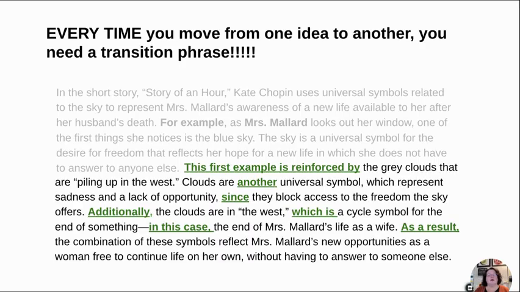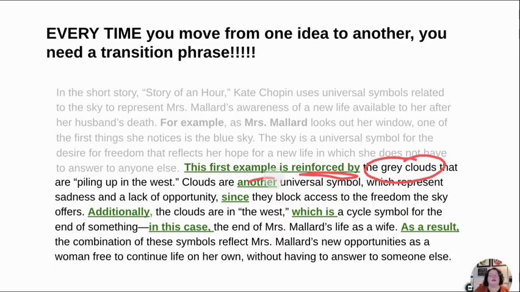You can see here underlined and in green all of the different transition phrases. Notice that some of them are used at the very beginnings of phrases, some are used in the middle of sentences so that you have connections. Our first example is reinforced by, so we know that we're moving from our first example to a second example. That's what we mean when we say reinforced by, and we follow that up with another symbol.